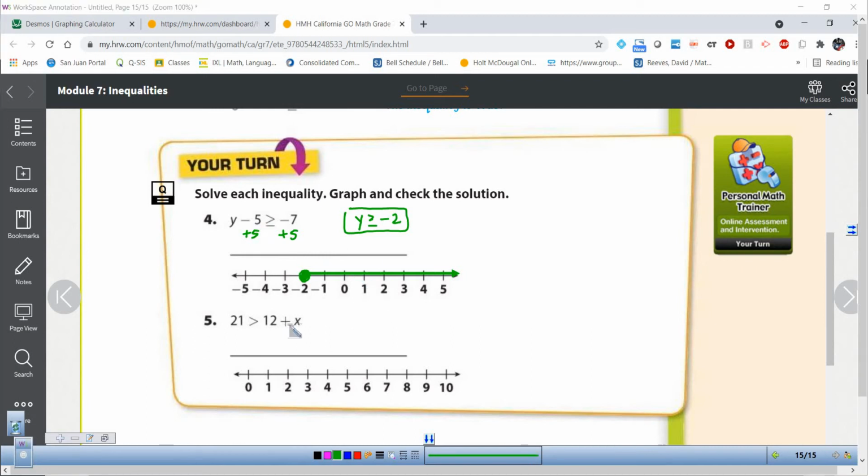This time we've got 12 being added to x, so it says 21 is greater than 12 plus x. You know what? I really don't like having the variable on the right side, so I'm going to go ahead and rewrite this.